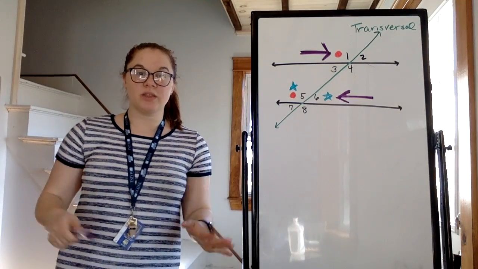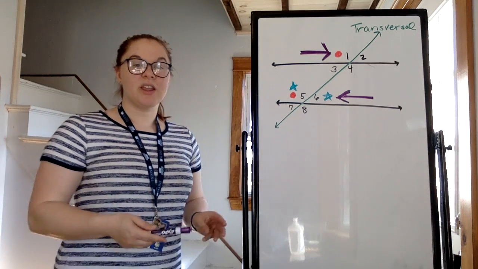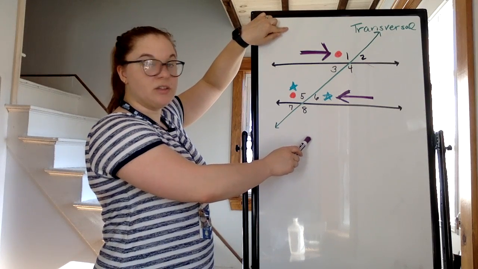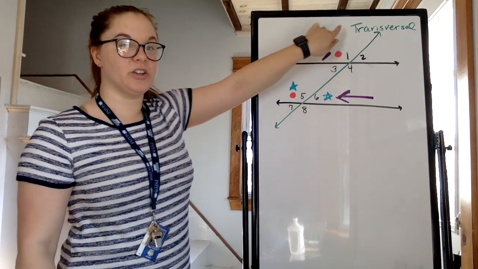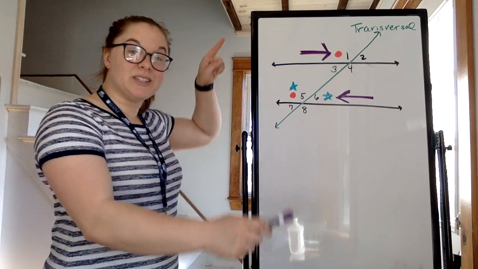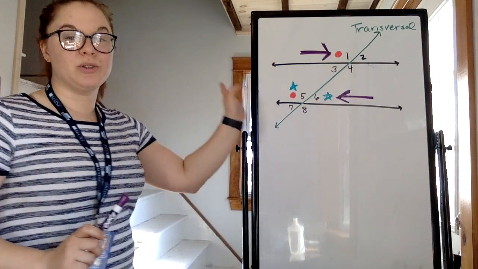So again, we know that these are alternate interior angles because they meet the 3 requirements. They are in different places on the transversal. So we've got one up here where it intersects this line, one where it intersects the second line. They are on opposite sides of the transversal. One is on the left, one's on the right.